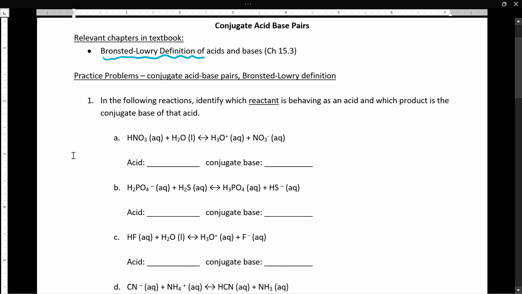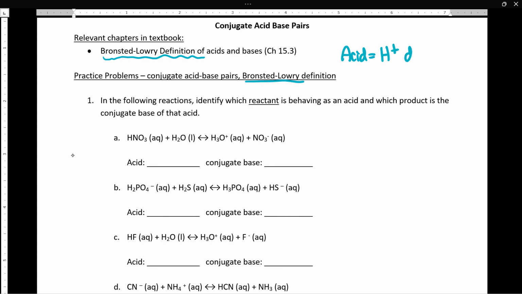So just a quick review of the Bronsted-Lowry definition. According to this definition, an acid is a substance which is a hydrogen ion donor. We often refer to that hydrogen ion as a proton. So we say acids are proton donors. And then a base is something that is a hydrogen ion acceptor. So it is a proton acceptor or a proton taker.